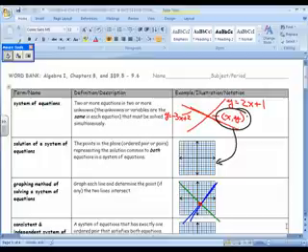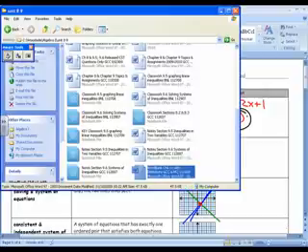Just going through the word bank right now. All right? So let's get out our notes.